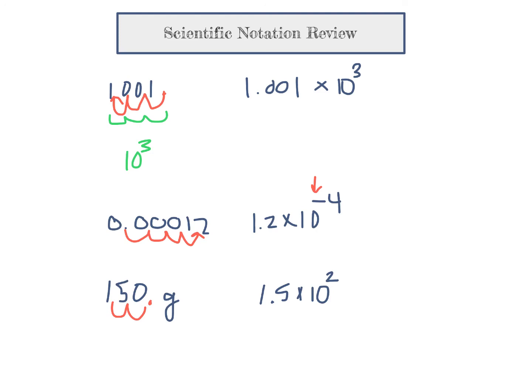If the 150 had a decimal, we would include the 0 at the end. So if that looked like 150 with a decimal at the end, we would write 1.50 times 10 to the 2. And that's all you really need to know about scientific notation.